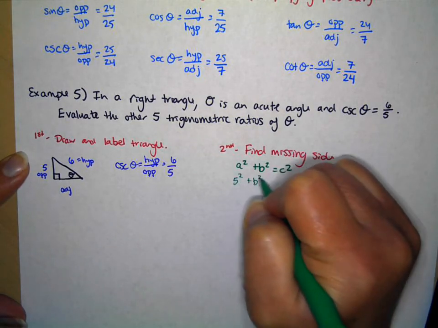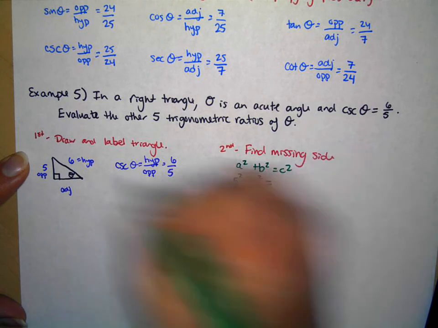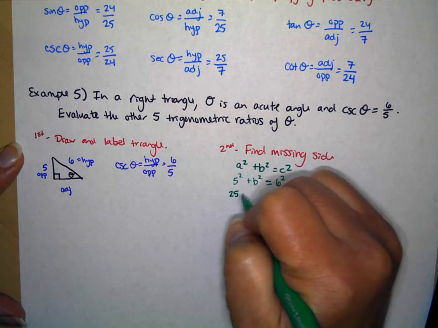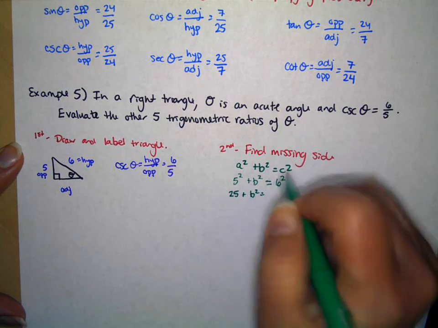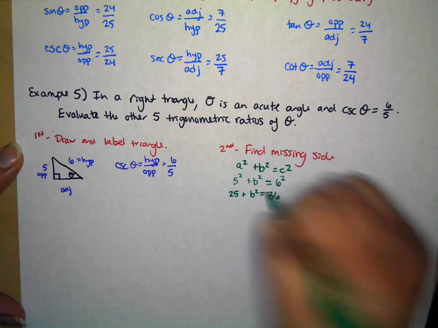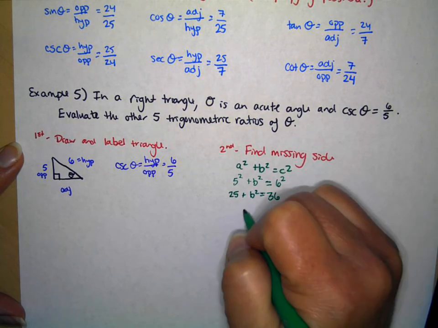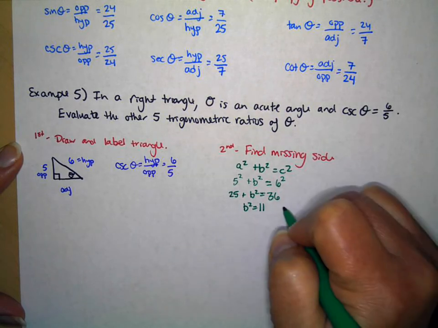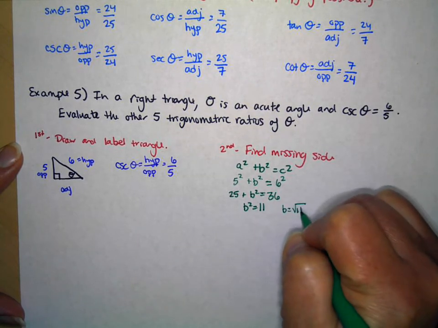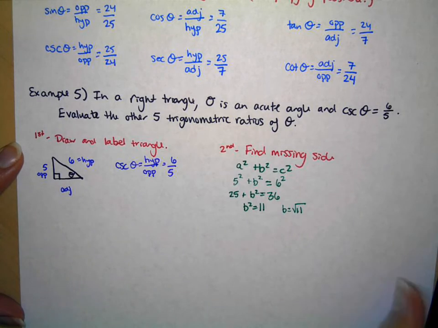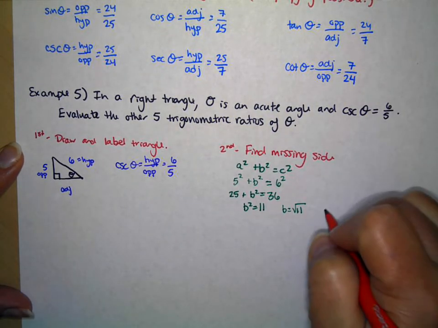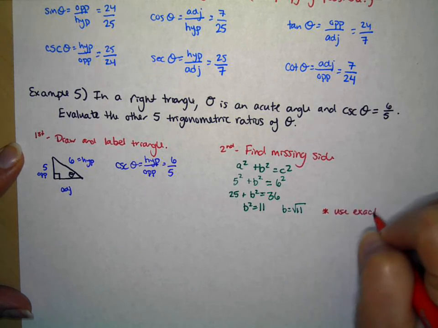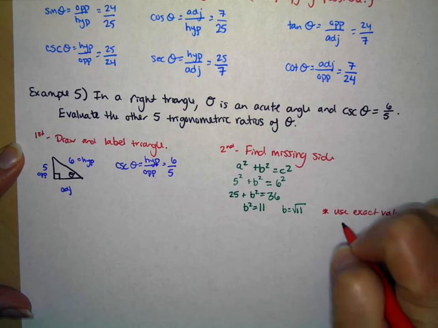Plus we don't know the other leg squared, but we know our hypotenuse is 6, so 6 squared. Well, 5 squared is 25, plus b squared equals 6 squared, which is 36. If we subtract 25 from both sides, we get b squared equals 11. And if you were to take the square root, b equals the square root of 11. On these problems, make sure you use the exact value, no decimals.